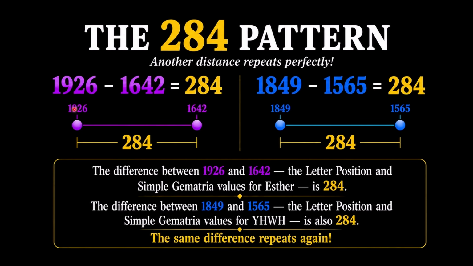In other words, the difference between Esther's first letter position and her simple gematria numbers is 284, and the difference between God's first letter position and the simple gematria numbers of the Tetragrammaton is also 284. These are 2 separate calculations, yet they produce the exact same result, 284 and 284. The same difference repeats again.